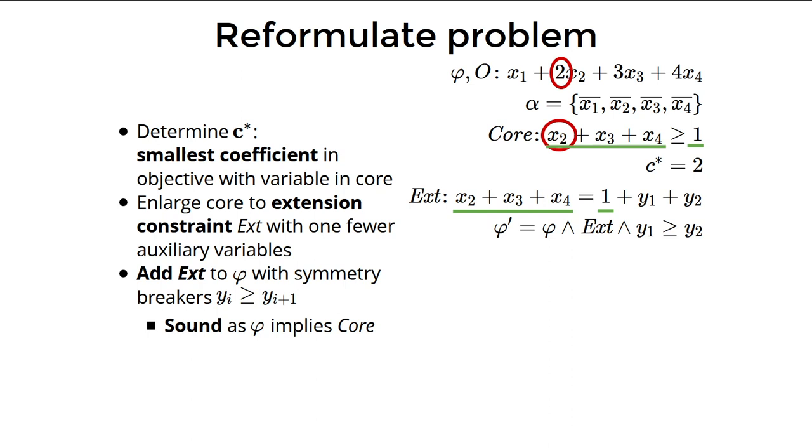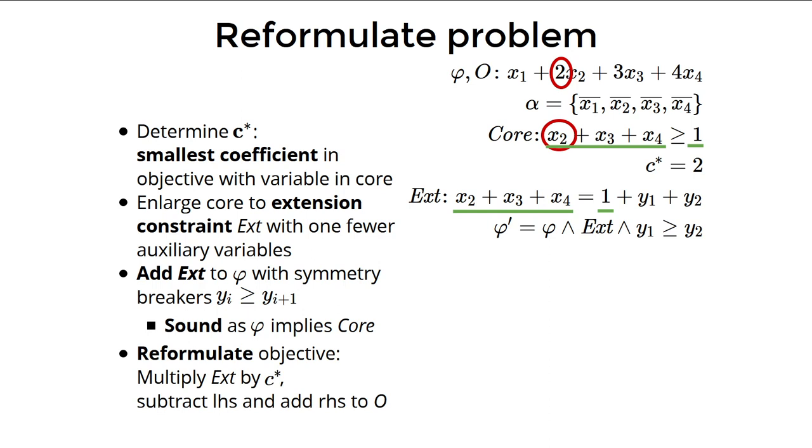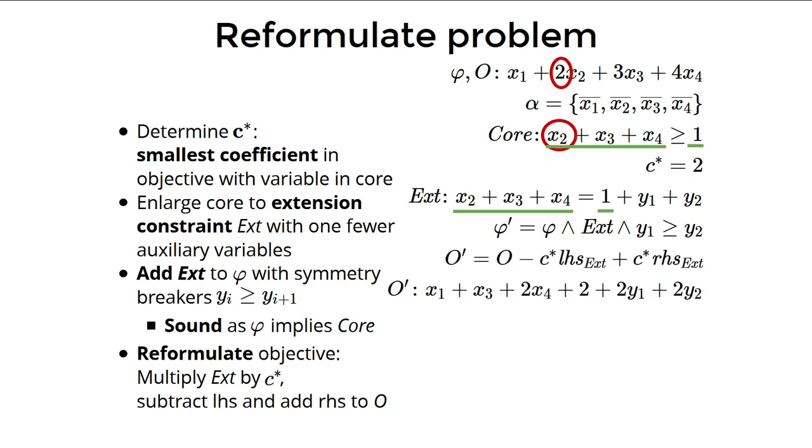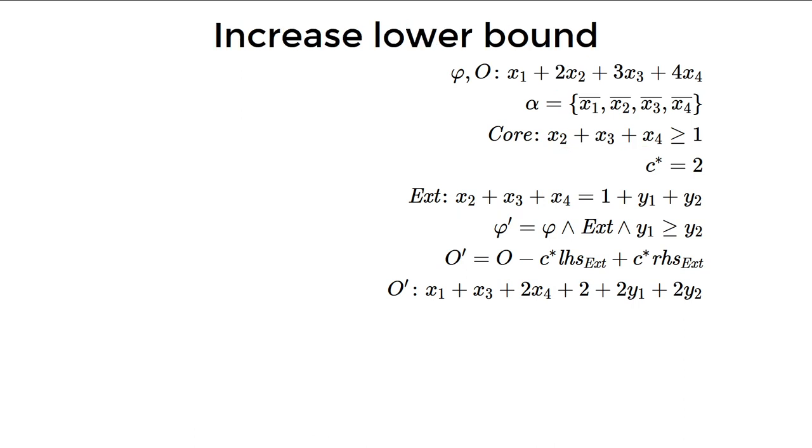Now we reformulate the objective by subtracting the left-hand side of the extension constraint and adding its right-hand side, both multiplied by c star. The reformulated objective function lost the variable x2 and added y1 and y2, and it still only has positive coefficients. Importantly, it also has the constant term 2, which corresponds to c star.